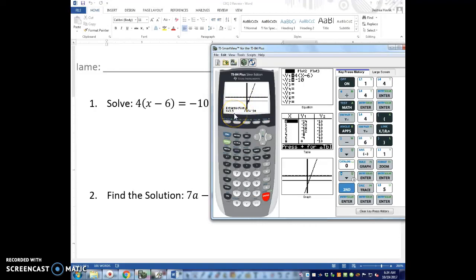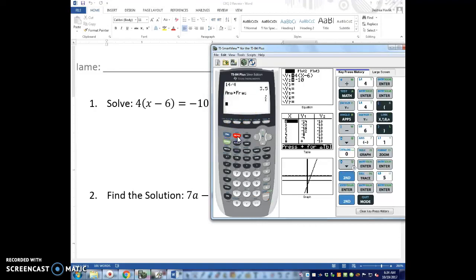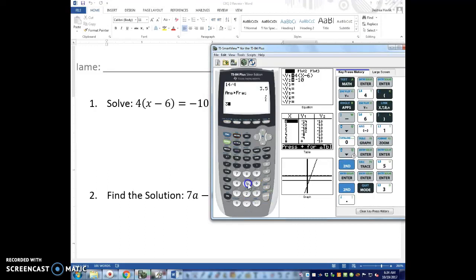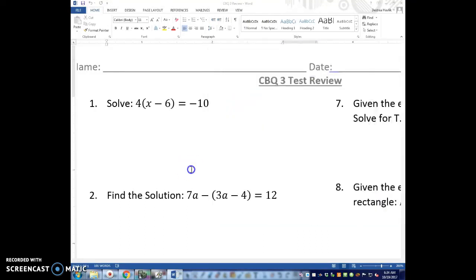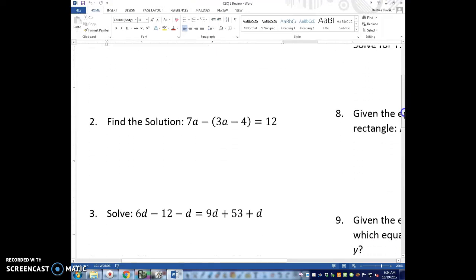It says 3.5. Y'all know that I don't like decimals. So what you can do is do 3.5, math, enter, enter. And there's your answer, 7 over 2. So you can do that in your calculator. Now that I've shown you that, I'm not going to show you that for the other problems, but you know how to do it because I just showed it to you.